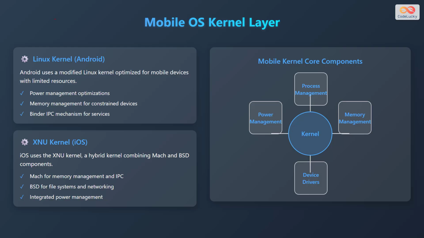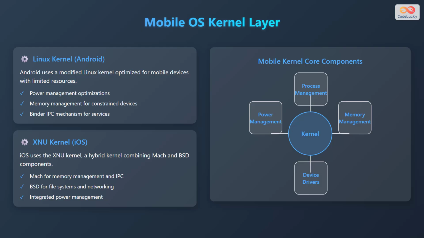The kernel is the core of the operating system. Let's examine the kernels used in popular mobile operating systems. Android utilizes a modified Linux kernel that has been optimized for mobile devices. These devices have limited resources. The features of this kernel are power management optimizations, memory management, and a binder inter-process communication mechanism.